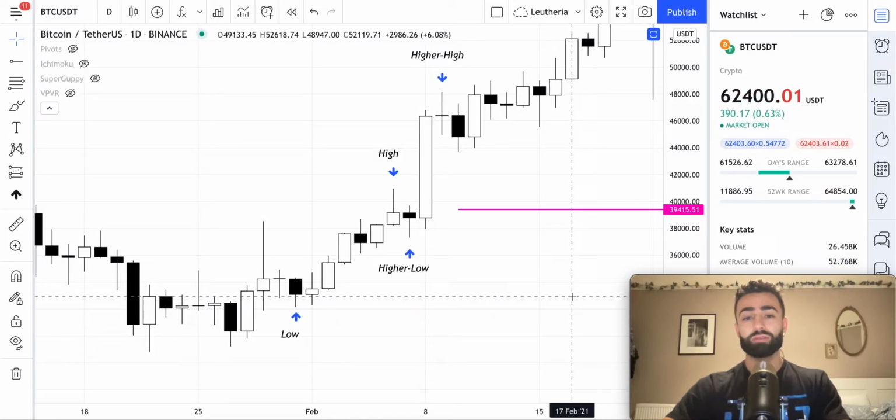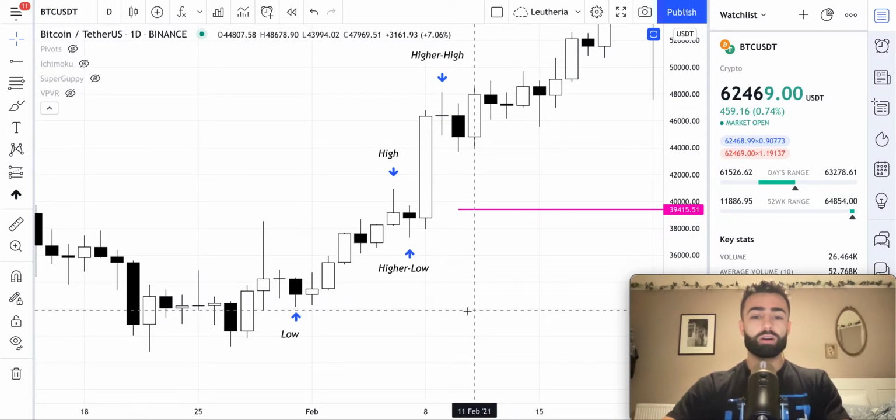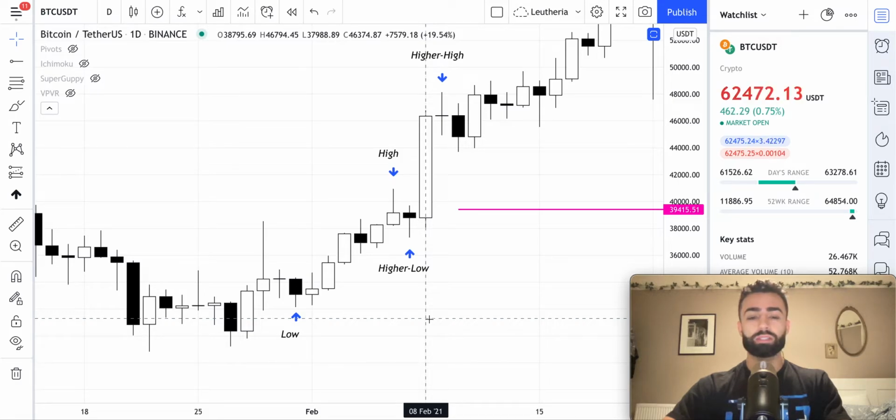In this video you will learn how to identify a bull trend on your favorite crypto assets so that you can ride the momentum upwards of these trends and elevate your profit potential. So let's start off with identifying the four key elements of a bull trend.